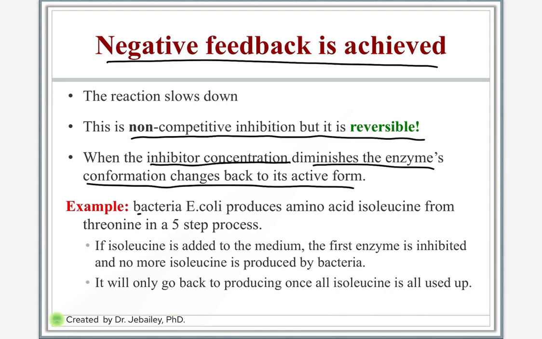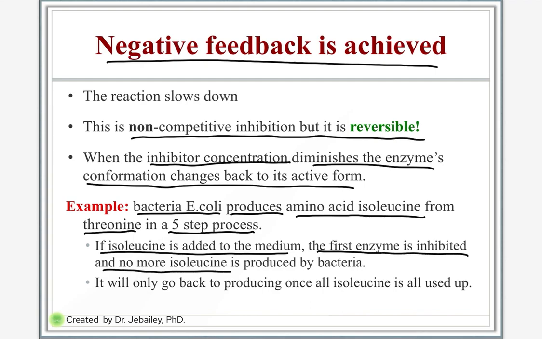So here is an example. You have the bacteria E. coli, which produces the amino acid isoleucine from threonine in 5 steps of process. If isoleucine is added to the medium, the first enzyme is inhibited and no more isoleucine is produced by the bacteria. It will go back to producing once isoleucine is used up.